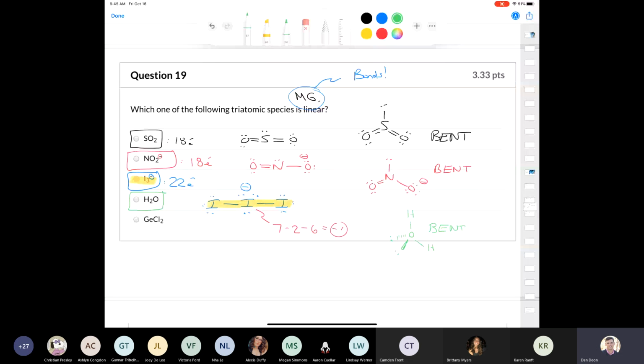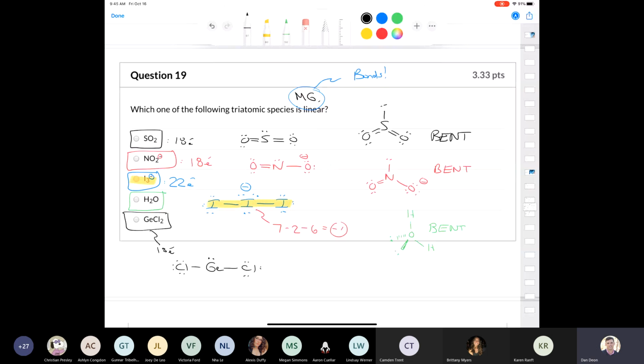Well, we've got germanium, which is in group 4A, so it's got a total of 4 valence electrons, plus 14 from the chlorines. That gives me a total of 18 valence electrons. I'll put my germanium in the center, put my 2 chlorines. Again, the halogens usually have 1 bond and 3 lone pairs. That gives me 8 times 2, which is 16 electrons used. I've got 2 left. I'll put them on the germanium like that.